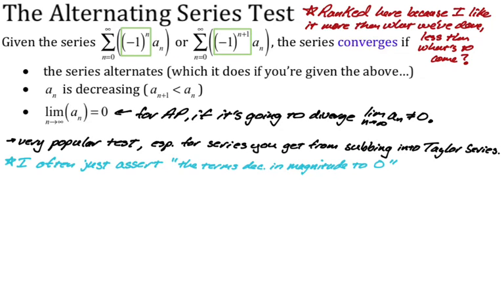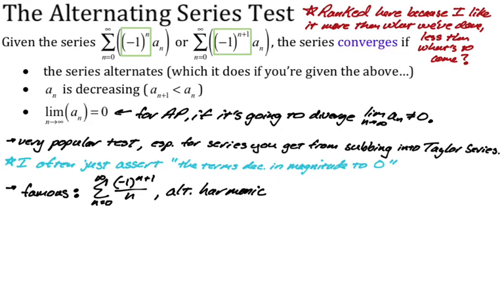The most famous alternating series is the alternating harmonic. Also, that should start at 1, not at 0. How are you going to start at 0 when you have to plug in? So whatever. You could change that. I'm not going to. And then you can often avoid doing it at all.